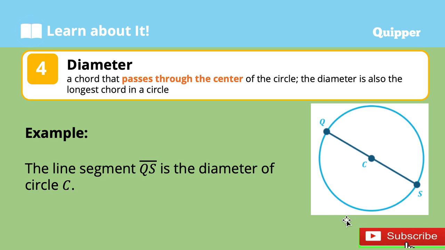Number 4, diameter. It is a chord that passes through the center of the circle. If a chord passes through the center of the circle, that's a diameter. And take note that the diameter is also the longest chord in a circle. For example, the line segment QS is the diameter of circle C because it passes through the center.